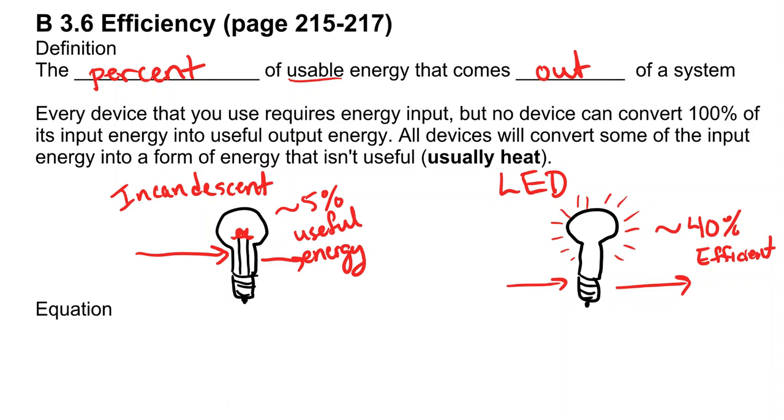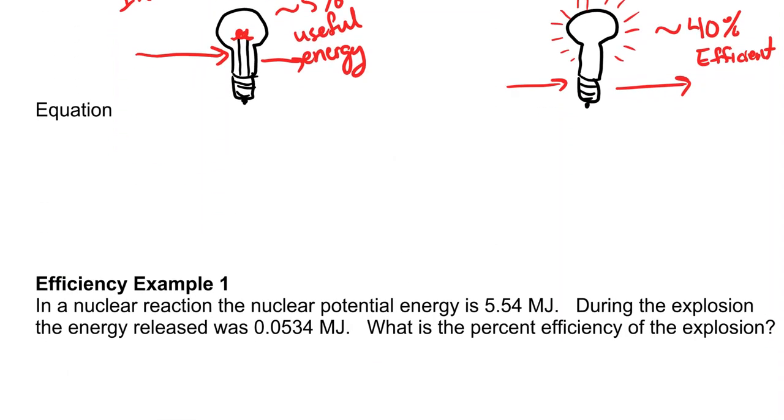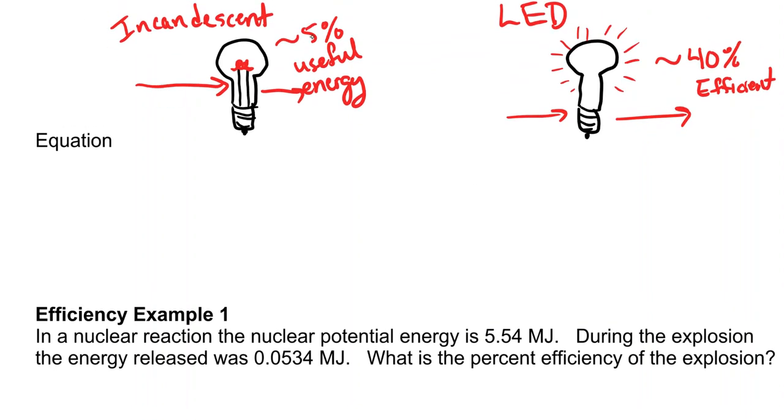Anyways, moving on. We're going to talk about an equation so that we can quantify how much. In the incandescent, 5% useful. In the LED, 40% useful. So we're going to talk about percent efficiency, and I'm going to label it as percent EFF.